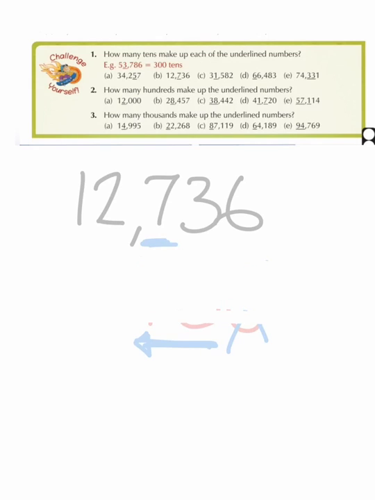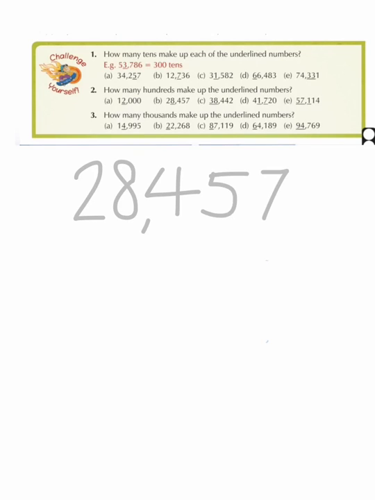Okay, now the second question that I want us to look at, boys and girls, is, funny enough, the second question, and it's how many hundreds are there? So we're going from tens to hundreds. Okay, so up here, how many hundreds make up the underlying numbers? We're going to look at B here, 28,457. The underlined is the 8. What does the 8 stand for in that number? What is the digit value? We know that it's 8,000.